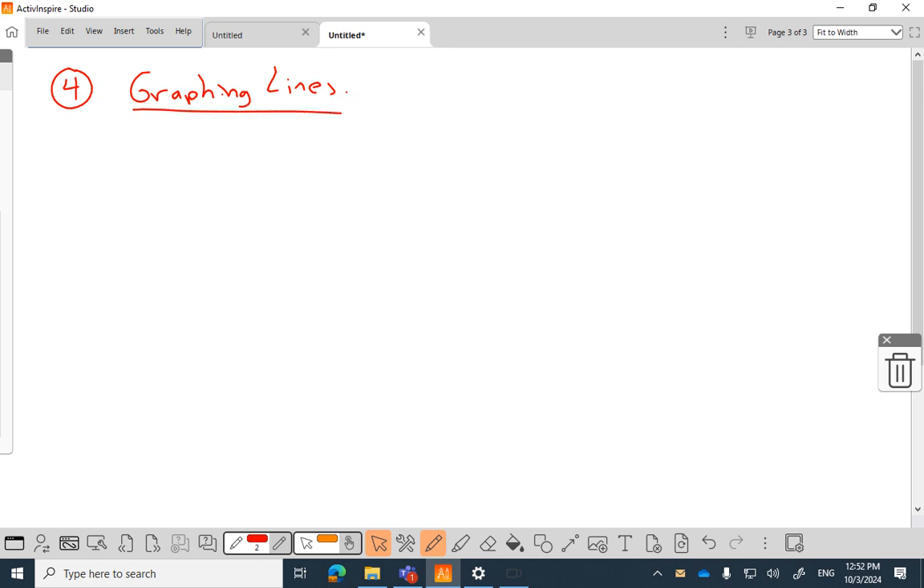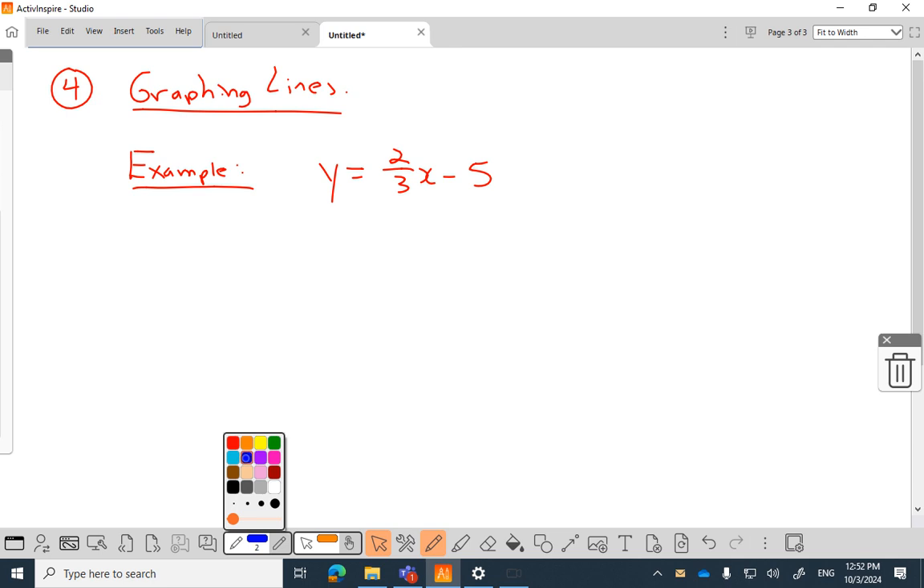To keep it as simple as possible, I'm just going to do an example. Here's what we do, and hopefully this seems familiar because we did a bunch of them. Say I've got y equals 2/3 x minus 5. I'm going to use some arrows to point at all the information given there, because there's a lot of information right there. What does the negative 5 represent?